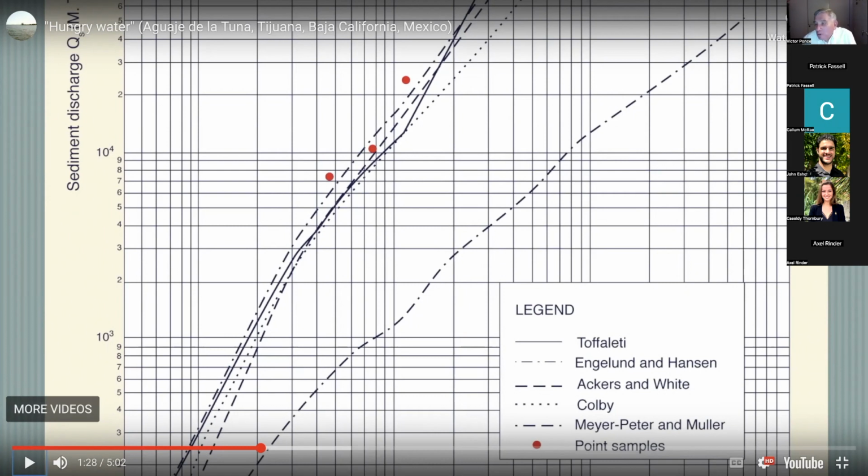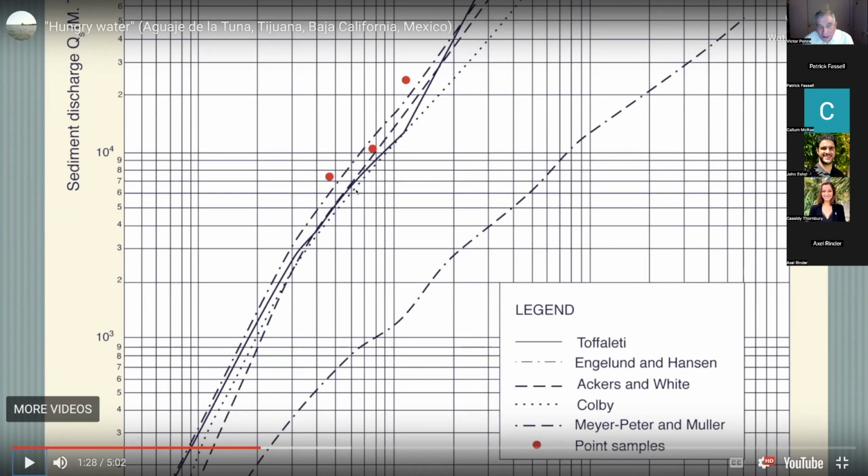Actually, anytime you do a calculation with any of these formulas, you get a different answer. But it's not totally different. Like in this case, we have the Meyer-Peter and Müller, which was a gravel formula, over here, low, showing low, while the others are showing high. Look at the difference. It's about an order of magnitude. An order of magnitude is 10 times more, right? And these are formulas that are applied to the same data.